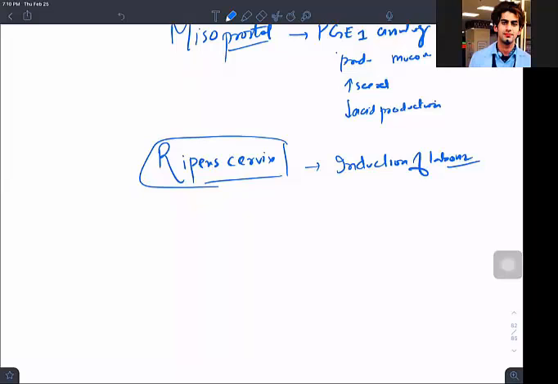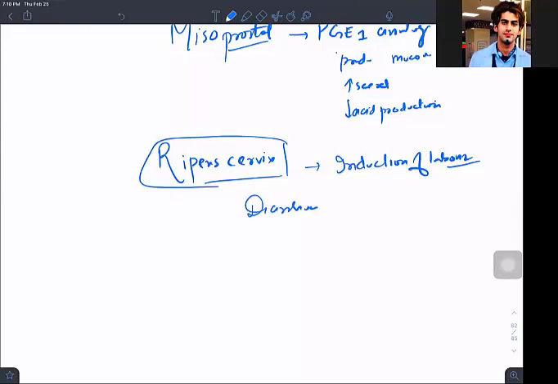Okay. So can you tell me any one of the adverse effects of misoprostol? The adverse effect is diarrhea. Okay.